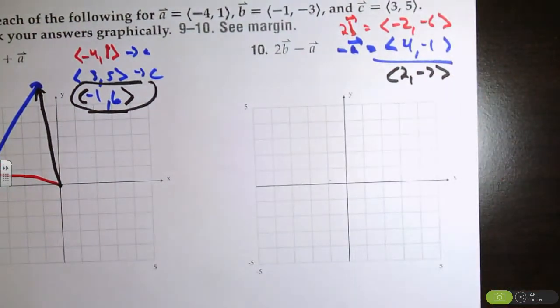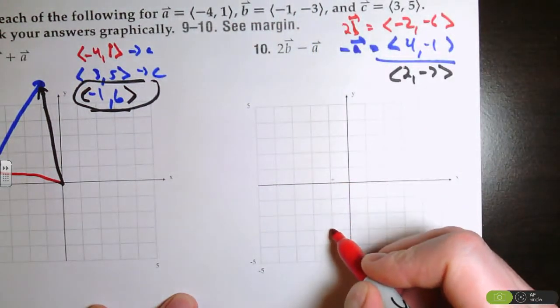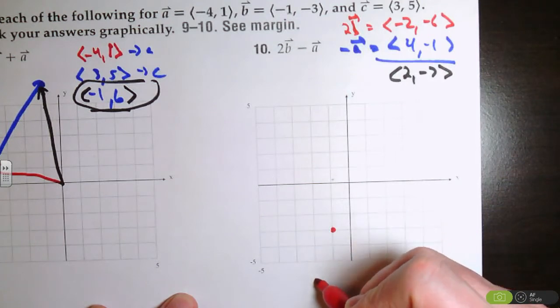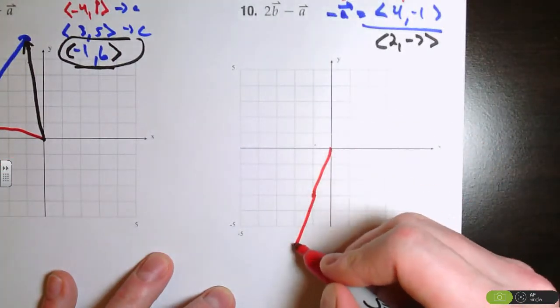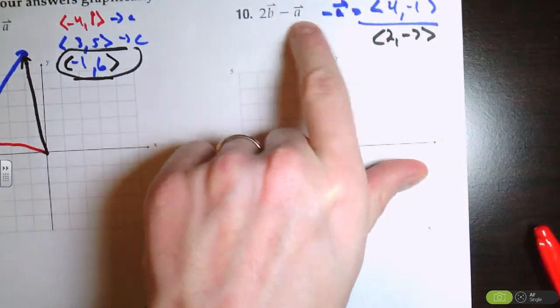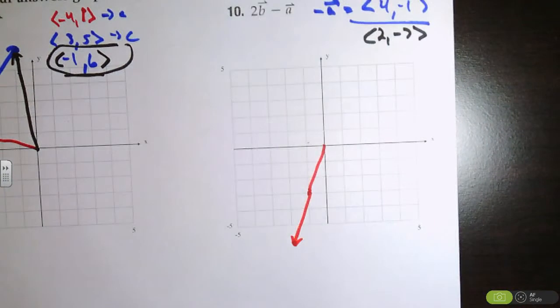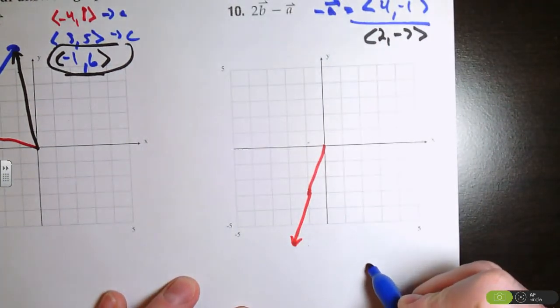Now to visually show how that works out, B is left 1, down 3. So here's left 1, down 1, 2, 3. Then left 1 more and down 3 more. 1, 2, 3. So here is 1b, here is 2b. Then negative a, because minus means negative a, is really the opposite of negative 4, 1. That means right 4, down 1. So go right 1, 2, 3, 4, down 1.